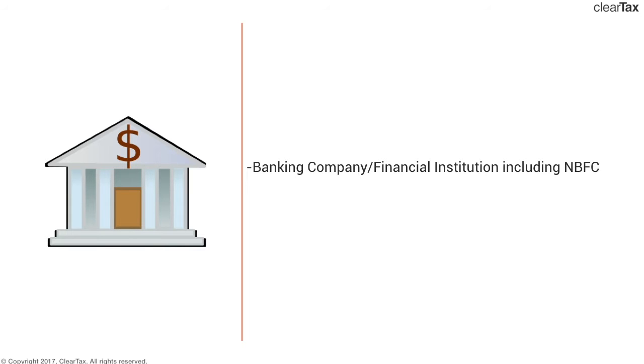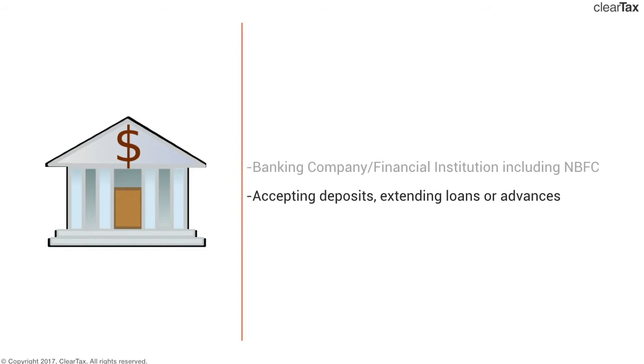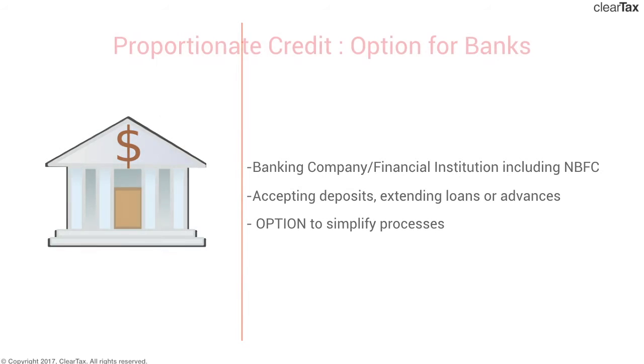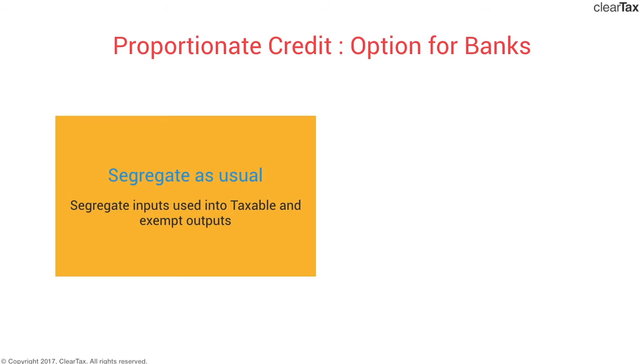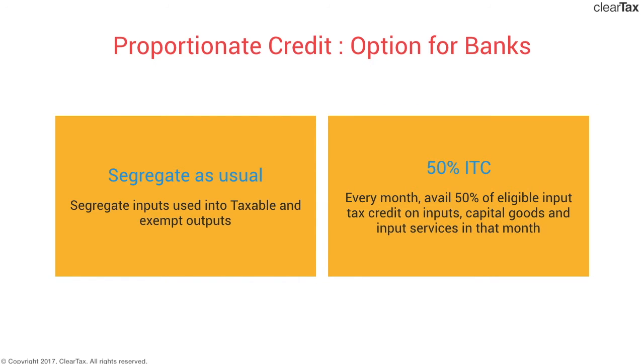This option is for banking companies and financial institutions including NBFCs which are engaged in the business of accepting deposits or extending loans or advances. What is the option? The banks have two choices. They can either stick to the original, segregate as usual their inputs into taxable or exempt outputs and claim input tax credit only for those inputs which are used for taxable output, or they could go for a 50% proportion. Every month, they'll have to avail 50% of the eligible input tax credit on inputs, capital goods and input services in that month.